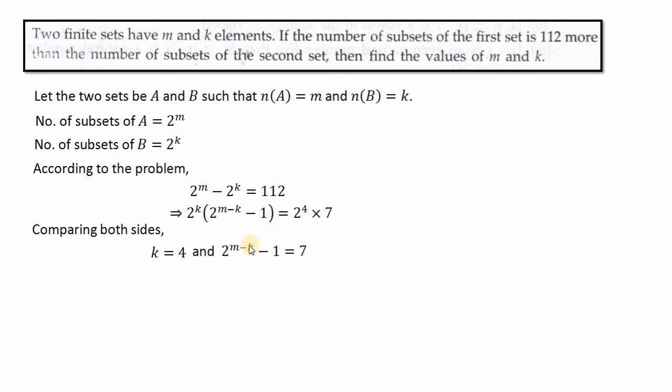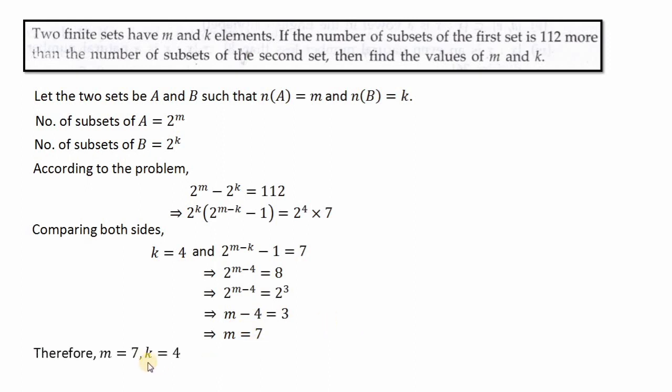Now let's put the value of k. K is 4, isn't it? So if you take this 1 over there, this becomes 8, and this 8 can be written as 2 to the power 3. So from here, if you compare again, you'll get m minus 4 equals 3, isn't it? So from here, the value of m turns out to be 7. All right, so therefore m turns out to be 7 and k is 4 in this case. Pause the video and note it down. Thank you very much.